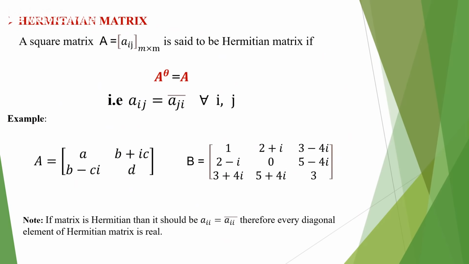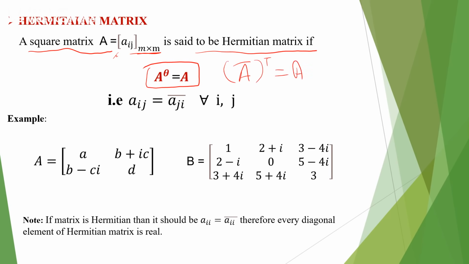Now what is a Hermitian matrix? It's based on the conjugate transpose of a matrix. A square matrix A ij of order m is said to be Hermitian if the conjugate transpose of that matrix A is again the matrix A. That is, we can say the element a ij of that matrix is equal to the conjugate of a ji, right?